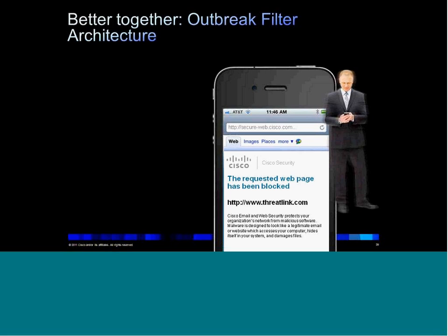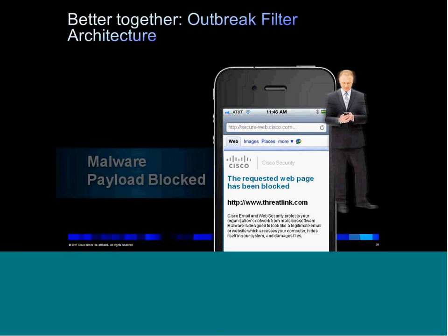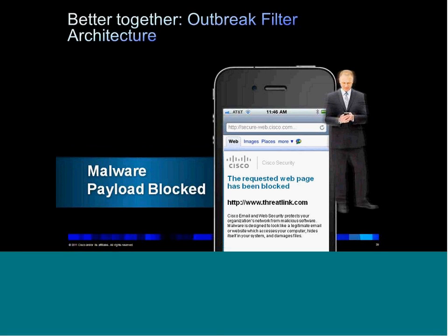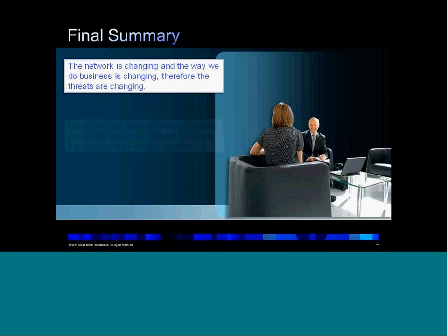So using the outbreak filter, Mr. Borgs has actually been protected through his email to ensure that malware does not enter the network. So this is what the security architecture is designed to do, using the components and using things like the web and the email solutions from cloud, hybrid and also on-premise to ensure that the users, whatever they're using, remain protected regardless of what's going on.